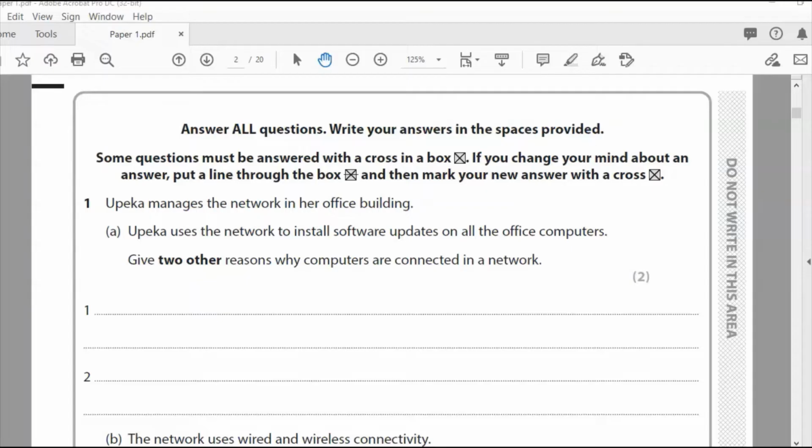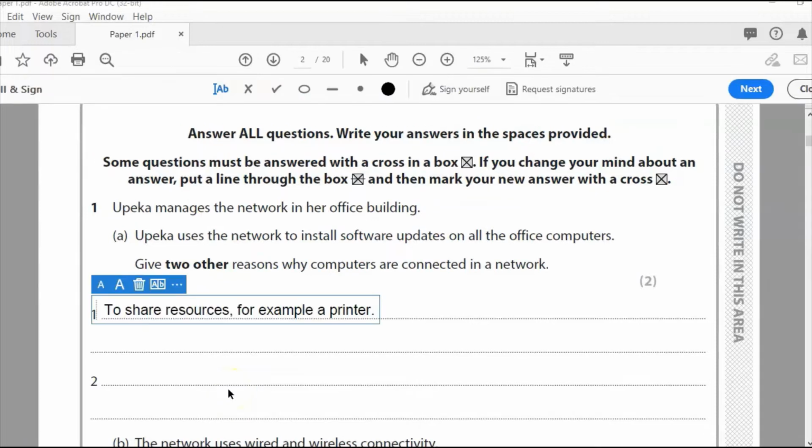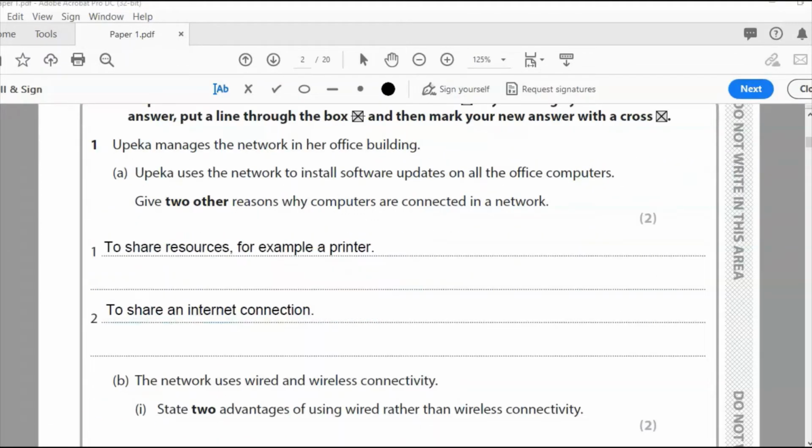A peaker manages the network in her office building. A peaker uses the network to install software updates on all the office computers. Give 2 other reasons why the computers are connected into the network. So they're connected to the network because we want to share data, want to share resources. So the first one is to share resources, for example, a printer. And the second point I made there is to share an internet connection.